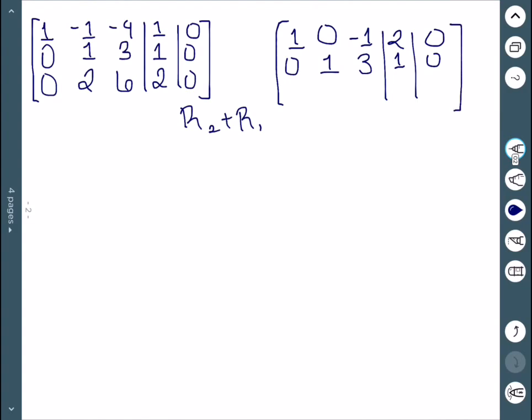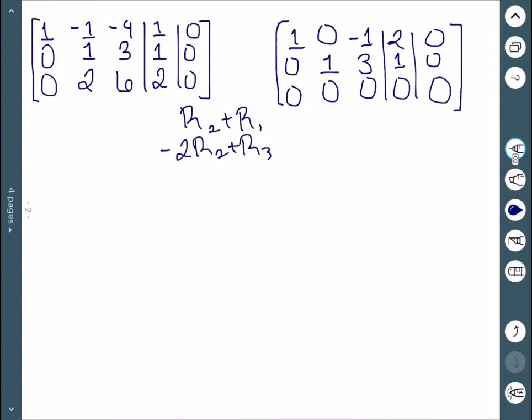For the third row, I'm going to multiply by -2. -2 row 2 plus row 3. That would be 0 plus 0 is 0. -2 plus 2 is 0. -6 plus 6 is 0. -2 plus 2 is 0. And then 0 plus 0. So this is now in the proper form, and we can see that we do have infinite solutions.